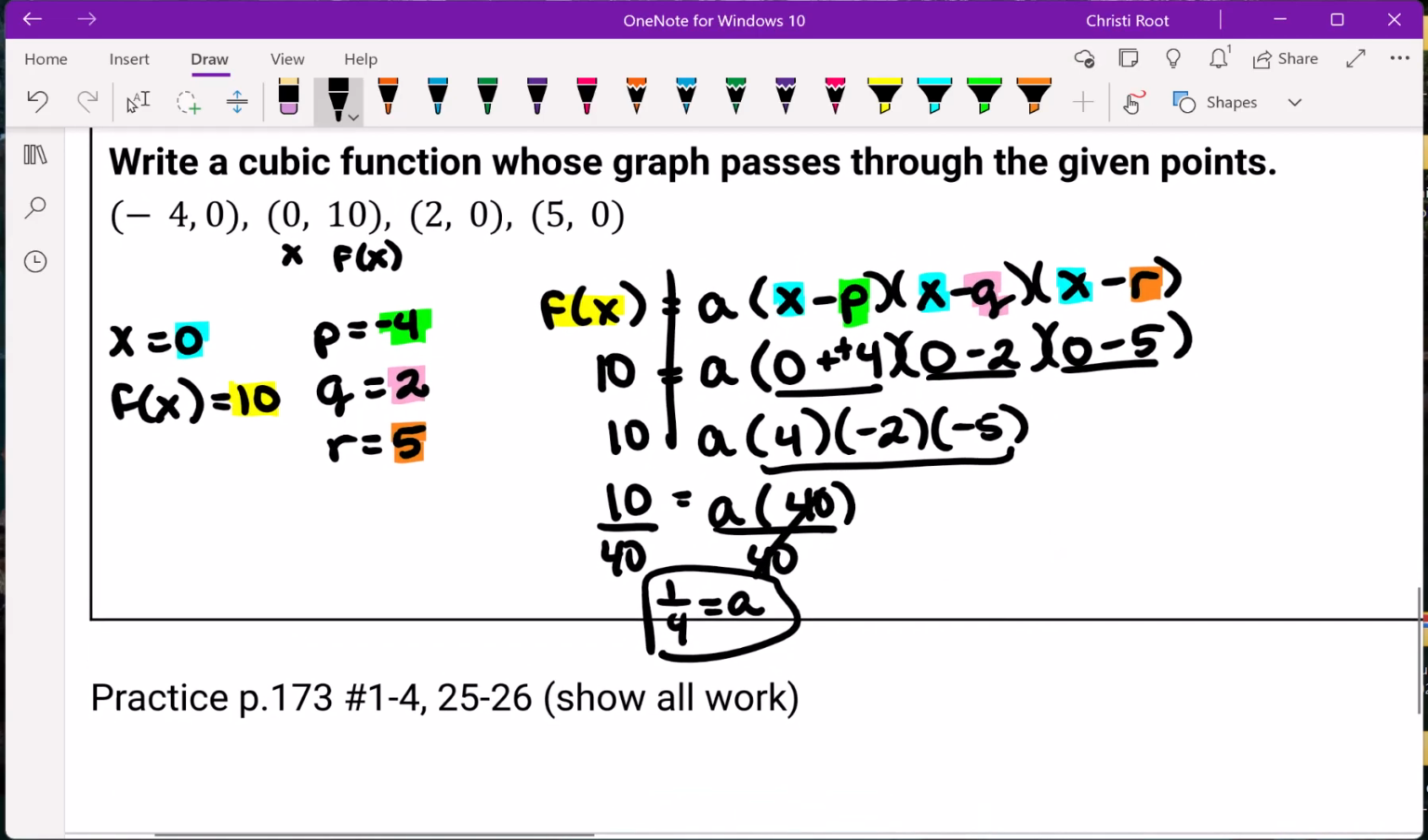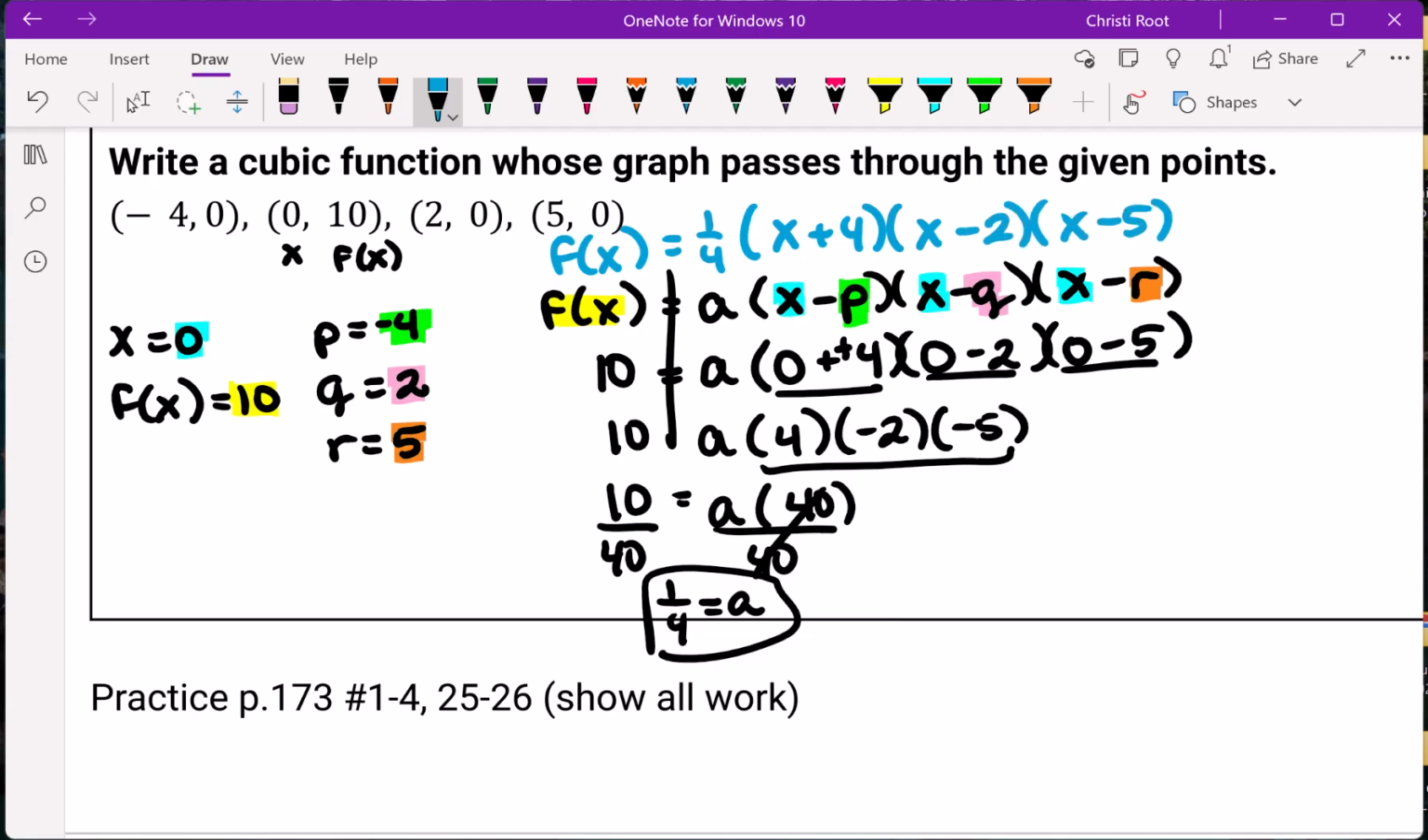If you want to write your final answer on top of this, it might help you. So my final answer, you're going to still have f of x and x, but everything else should be replaced. So a is 1/4. Leave the x alone, and then just go ahead and substitute these back into it. It'll be x plus 4, and then x minus 2, and then x minus 5. That is our final answer.